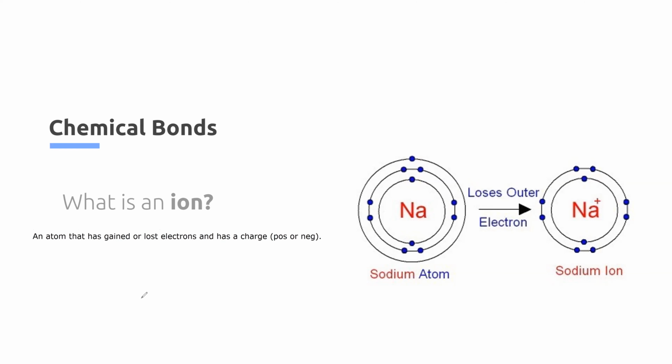So let's take a look at this. Let's talk about sodium. Sodium is Na. Normally it has 11 protons and 11 electrons. So we put 11 plus charges because it has 11 protons and those are positive, and 11 negative charges because it has 11 electrons and those are negative. Now you have the same number of positives as you do negatives, so they cancel each other out. Okay, so there is no charge.